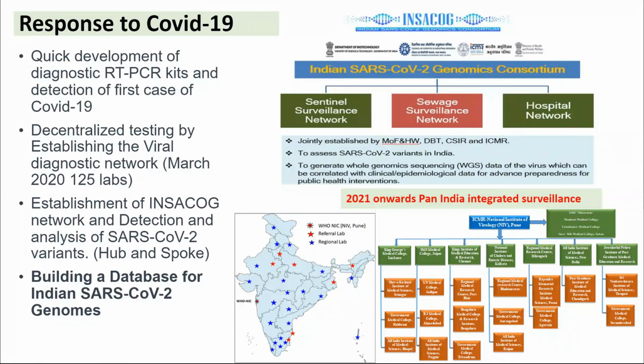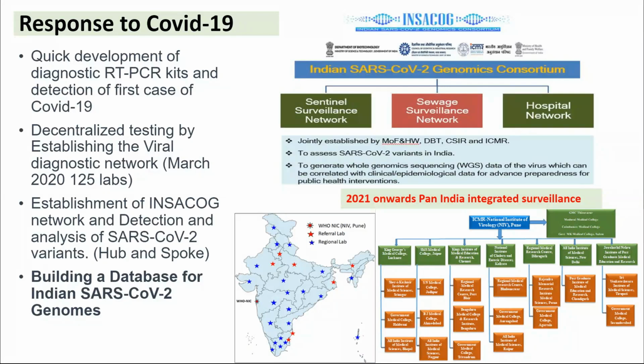Until March, we had almost 125 laboratories across the country, and that's how we enhanced our testing capacity in the country. After that, in 2021, there was a need for a genomic surveillance network in the country to monitor the evolution of the SARS-CoV-2 virus. By that time we saw that a second variant of SARS-CoV-2 had already evolved, and we needed to keep an eye on circulating variants in the country.